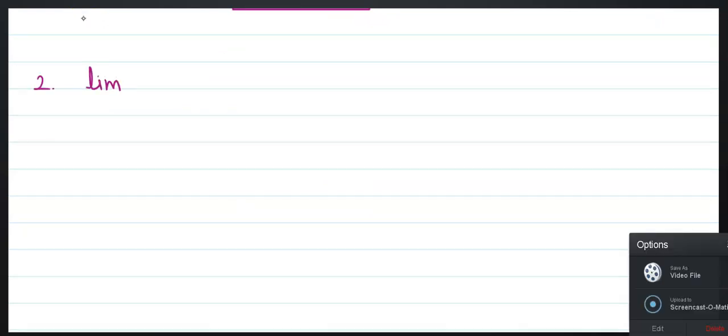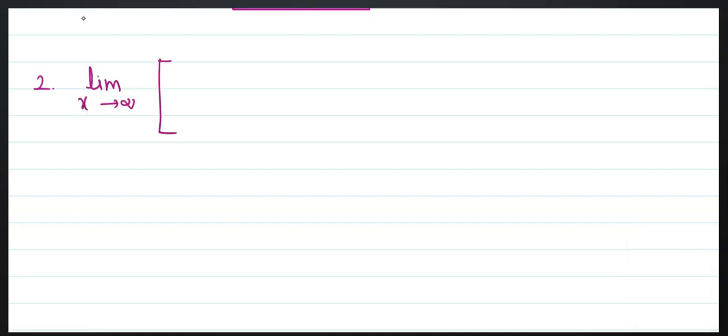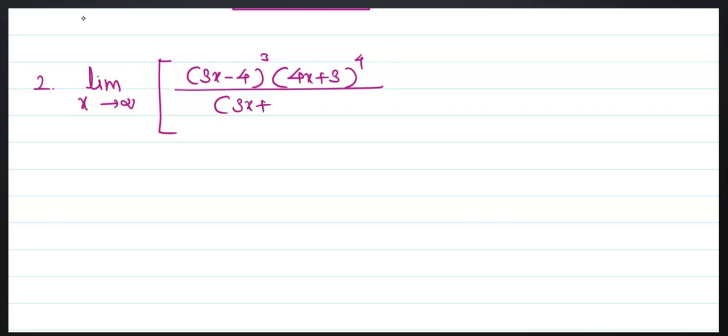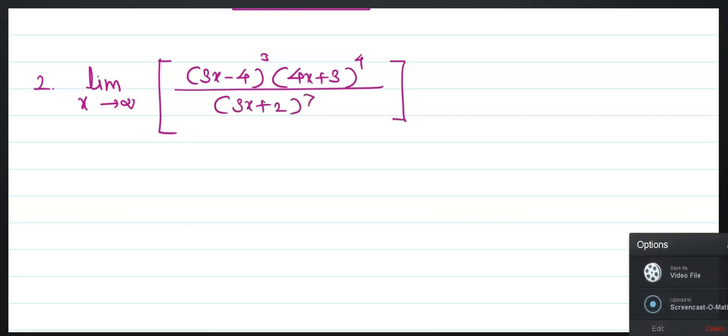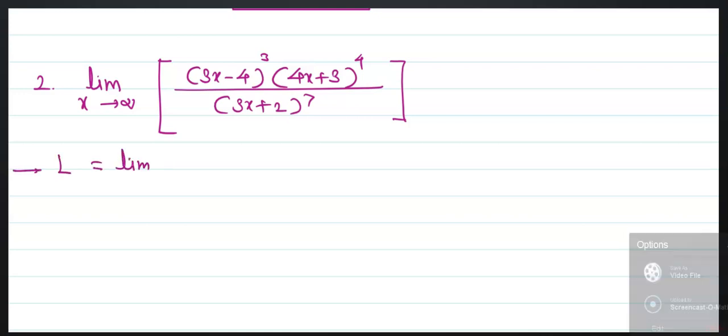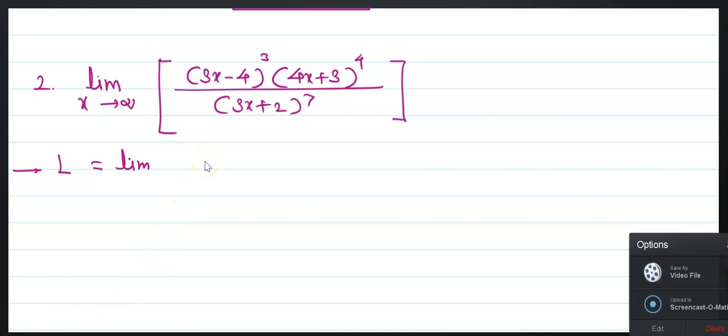Next. Now the problem number 2: limit x tends to infinity (3x − 4)³ (4x + 3)⁴ upon (3x + 2)⁷. Now what is the highest power of the denominator? The highest power of the denominator is x⁷. Therefore, we will divide the numerator and the denominator by x⁷. Also, the highest power of the numerator is also 7.